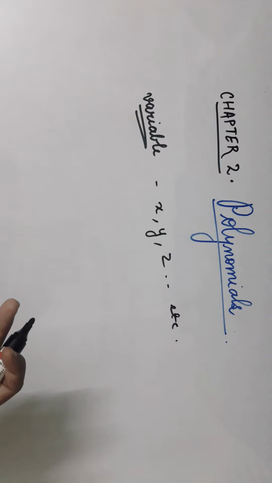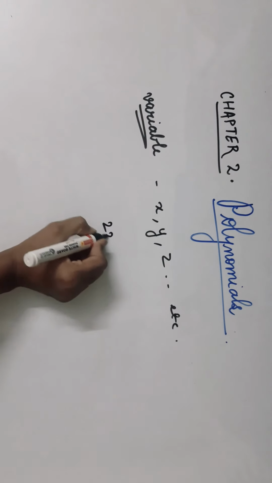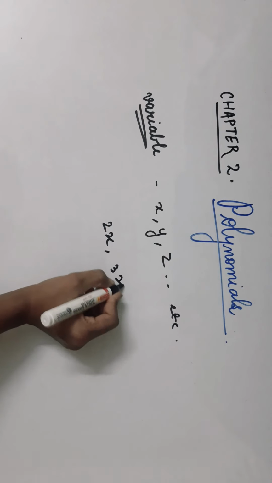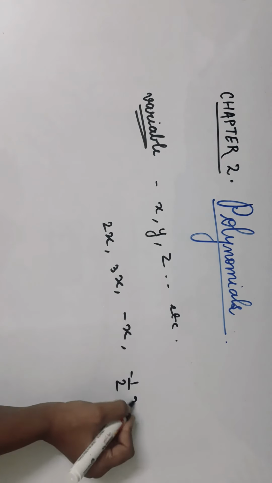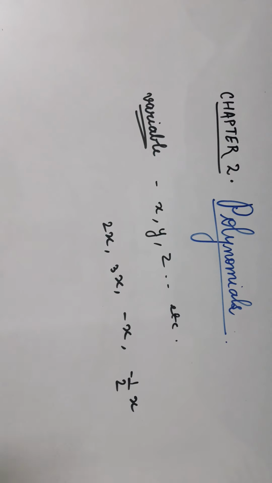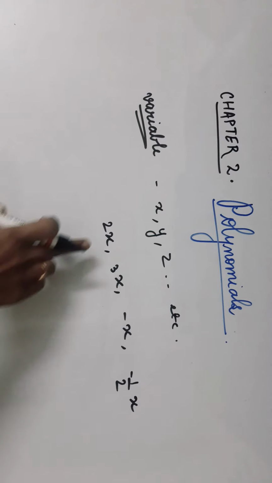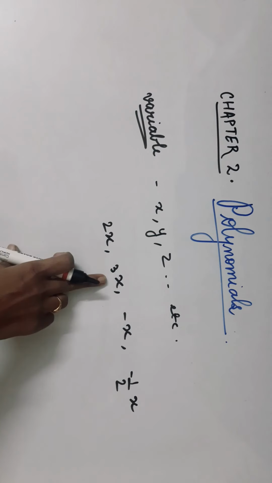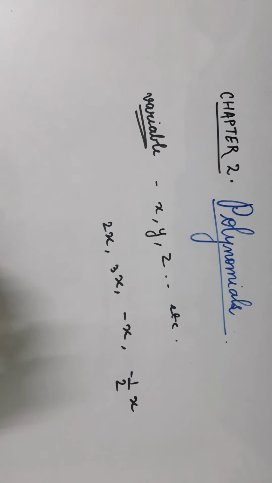Now let us see some terms: 2x, 3x, minus x, minus 1 by 2 x. These all are algebraic expressions. 2x is an algebraic expression. 3x is also an algebraic expression. Likewise, minus x is also an algebraic expression. And minus 1 by 2 x is also an algebraic expression.